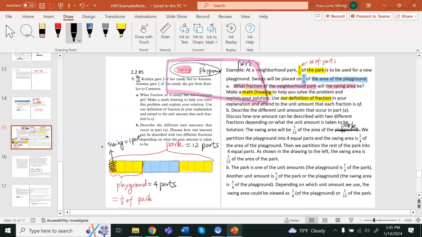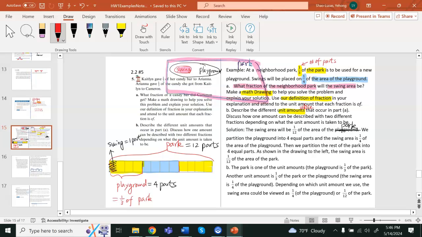Now part B, we describe the different unit amounts. So unit amount means the whole. So usually we say the word whole, but you can also call it a unit amount, because unit means one, so one whole means 1 unit. And different unit amounts, and discuss how one amount can be described with 2 different fractions.